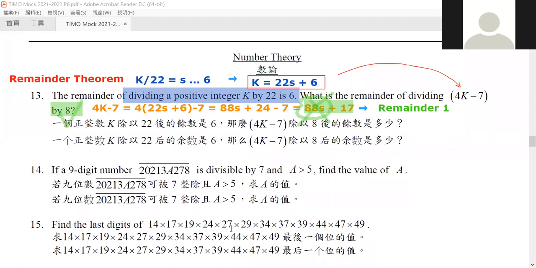Okay? So this is question 13. Again, based on the remainder theorem, we can rewrite the information that K divided by 22 has a remainder of 6 into K is some multiple of 22, S, plus 6. Then we substitute this K into our expression, and hence we can rewrite 4K minus 7 into 88S plus 17. After we divide this by 8, the 88S gives 11S. This is our quotient, which has nothing to do with the remainder. The remainder is contributed only by the 17, and 17 divided by 8 has a remainder of 1. So the whole number will have a remainder of 1. Okay? So let's go to question 14.